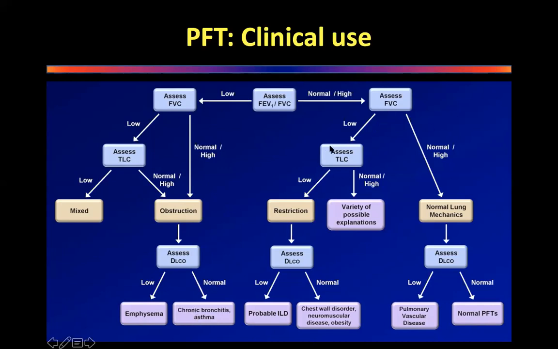Similarly here, with TLC, you look at the TLC, again, if it is low, then you're dealing with restrictive disease. We said that, FVC and TLC low, restrictive disease. Once you've got restrictive disease, look at DLCO. Low, it's probably interstitial lung disease. If DLCO is normal, then it's probably a chest wall disorder, neuromuscular disease, or obesity. So this is the way we use the DLCO, the TLC, and the FEV1, FVC to actually predict which is the disease that we are dealing with. So just looking at one spirometry will never give you a complete idea.